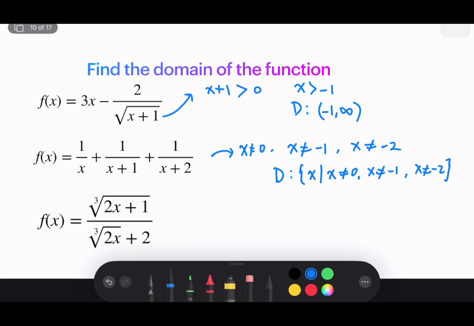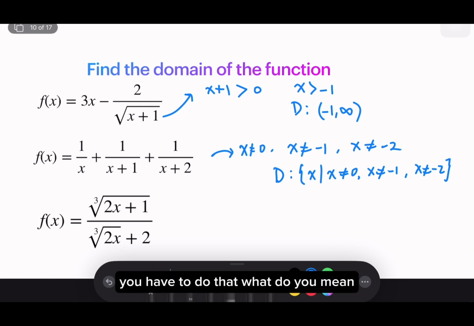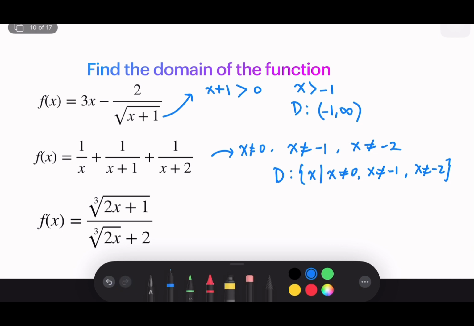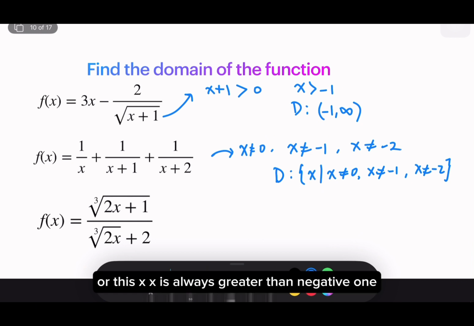Professor, for the first one, another answer can be that the domain has to be like the square root of x plus 1 has to be greater than 0. So maybe the domain is like this. Yeah, or this: x is always greater than -1.